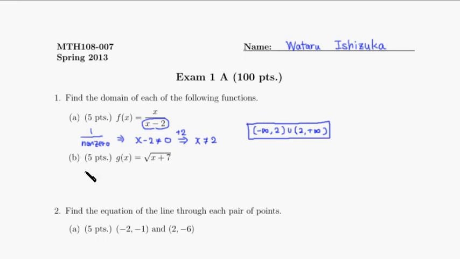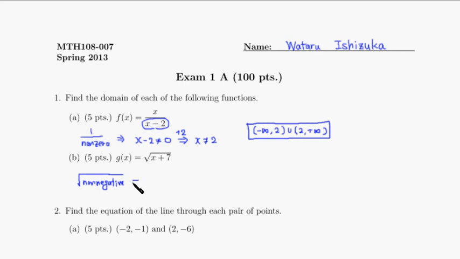All right, so let's look at part B. There's another rule that whenever you have a square root, fourth root, sixth root, or any even root, then you have to make sure that the expression inside the root is non-negative. It's okay to be 0, but it cannot be negative.